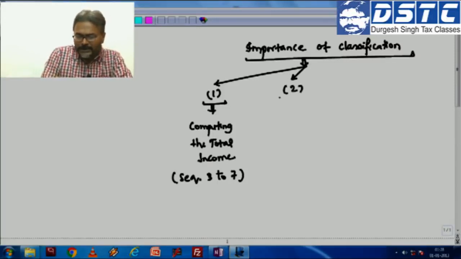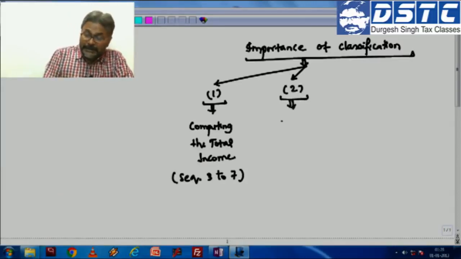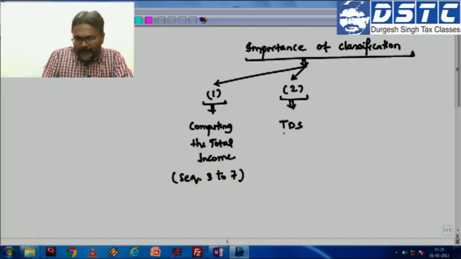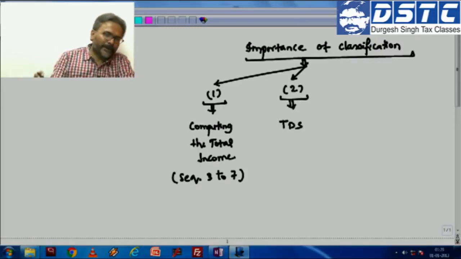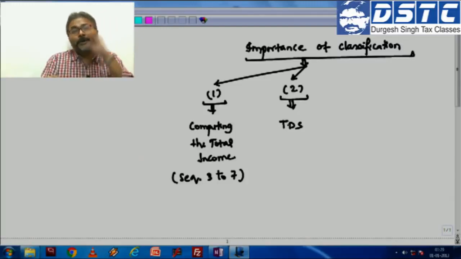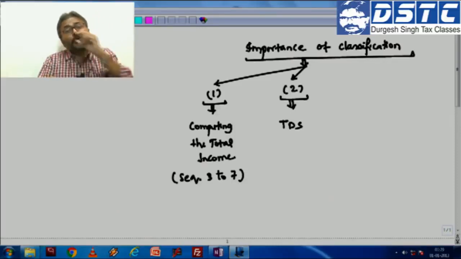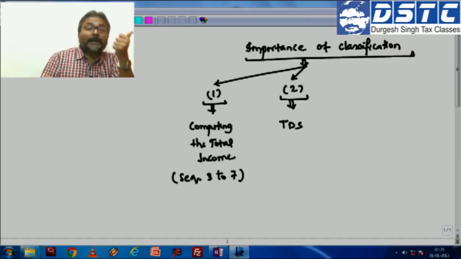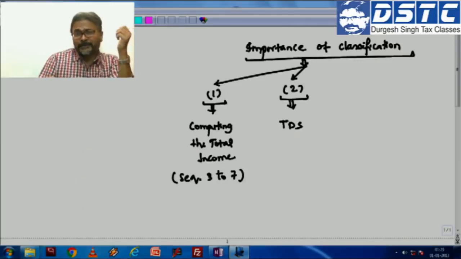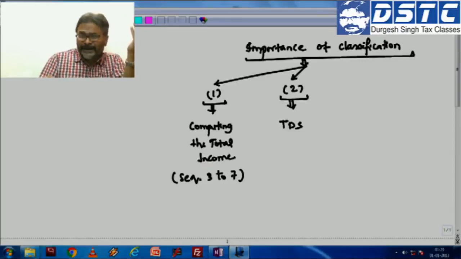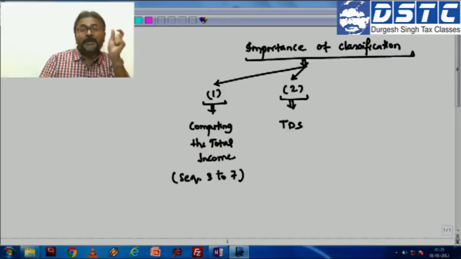Second one, which is about the importance of classification. The TDS is also a very critical aspect. Why is TDS important? Because if you see all the sections of TDS starting from 192, the payment that you have made should be in the nature of salary. 193, payment should be in the nature of interest. 194H should be in the nature of commission. 194J, fees for technical service, should be in the nature of a technical service. 194I should be in the nature of rent.